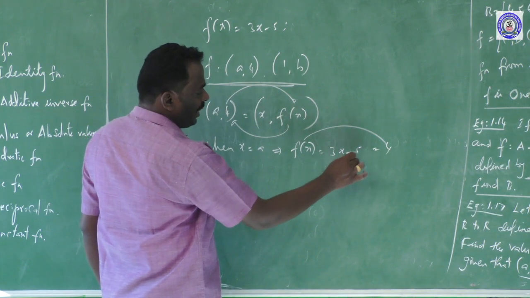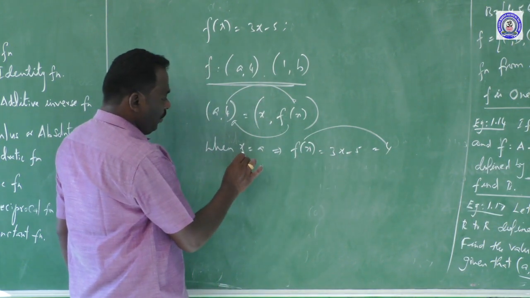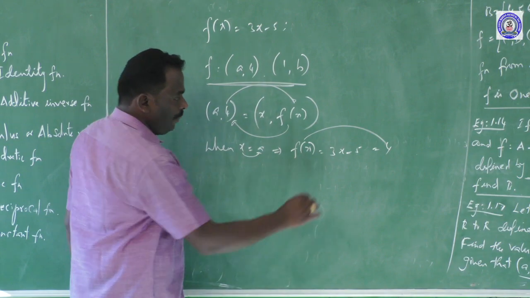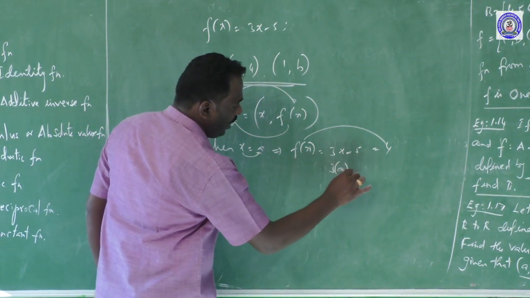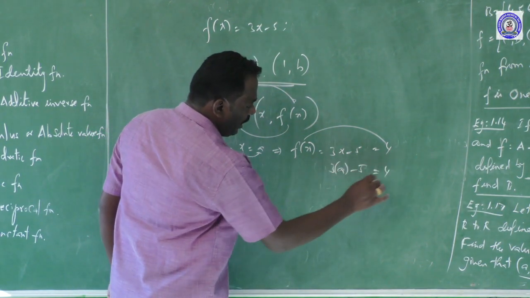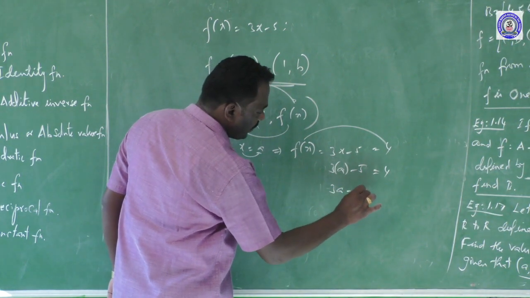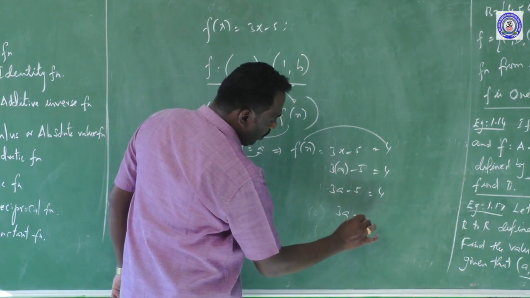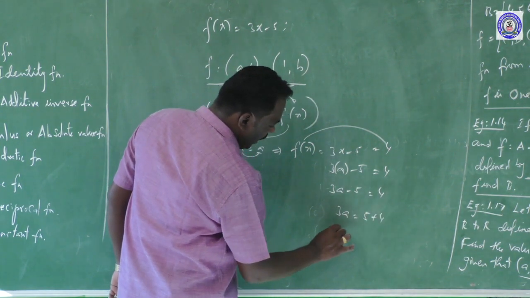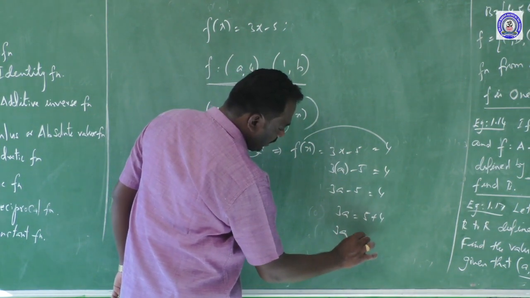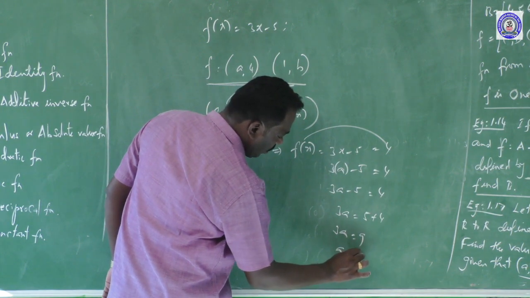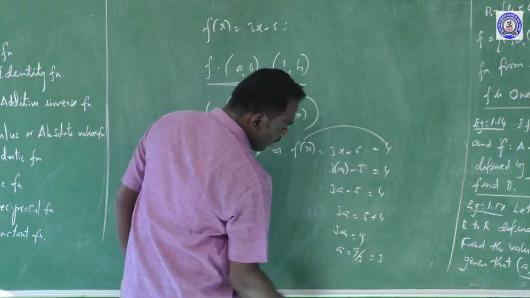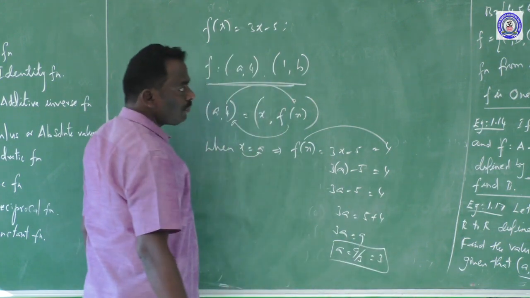The function is 3x minus 5. Instead of x, we replace it with a. Therefore 3 into a minus 5 is equal to 4. Therefore 3a minus 5 is equal to 4. Therefore 3a is equal to 5 plus 4, so 3a is equal to 9, and a is equal to 9 by 3, which is equal to 3. That is the value of a.